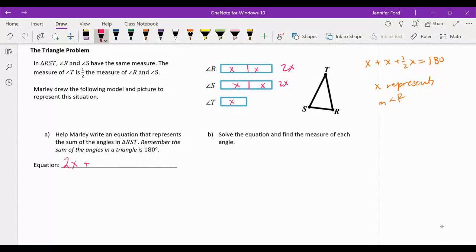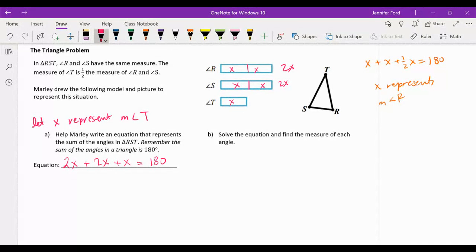So 2X plus 2X plus X still is 180 degrees. But in this case, let X represent the measure of angle T. So depending on which thing you pick for your X, it will make your equation easier or a little bit more complicated. Just do what makes sense to you. We'll get to the same place.